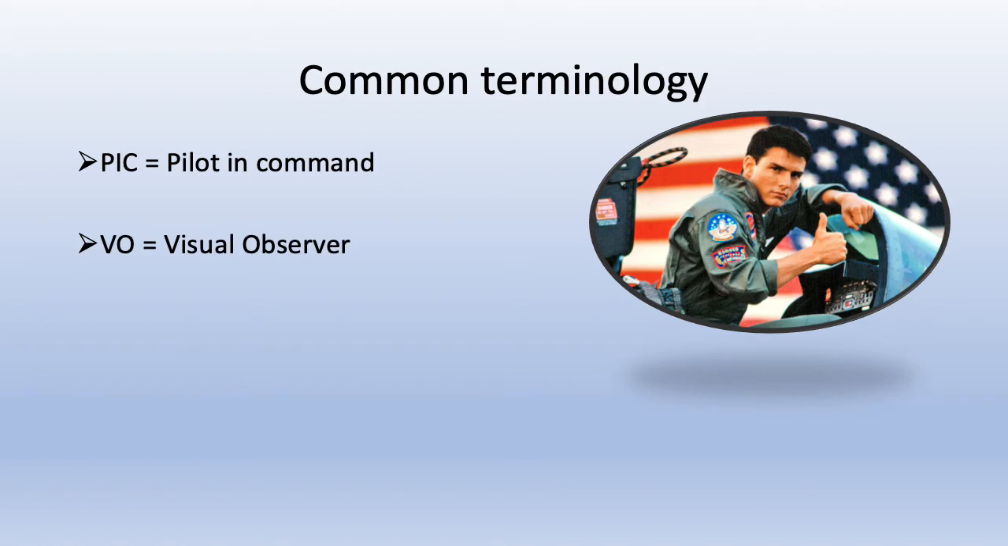Another term you might hear is VO. It stands for Visual Observer. This is the person helping the pilot while the drone's up in the air. This person's responsibility is to look out for any obstacles that might be in the drone's way, for example, any trees, birds, power lines. Basically, they're assisting the pilot while the drone's up in the air.